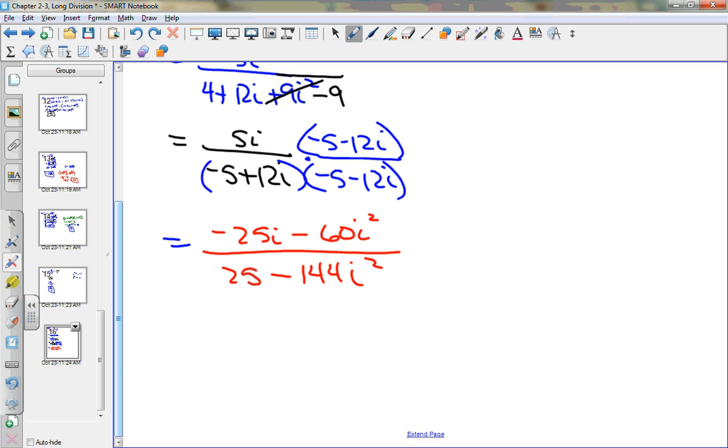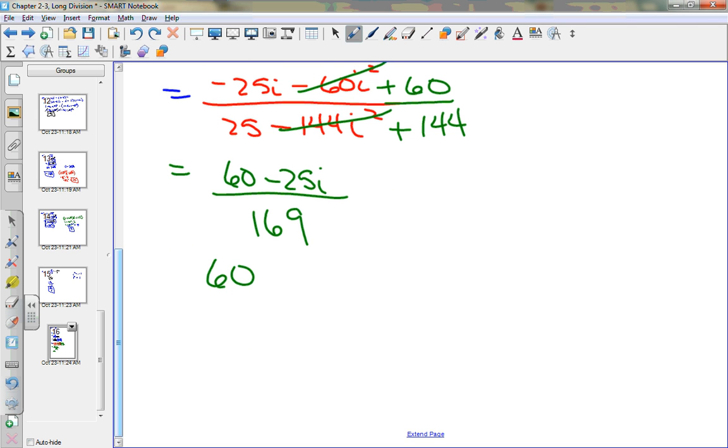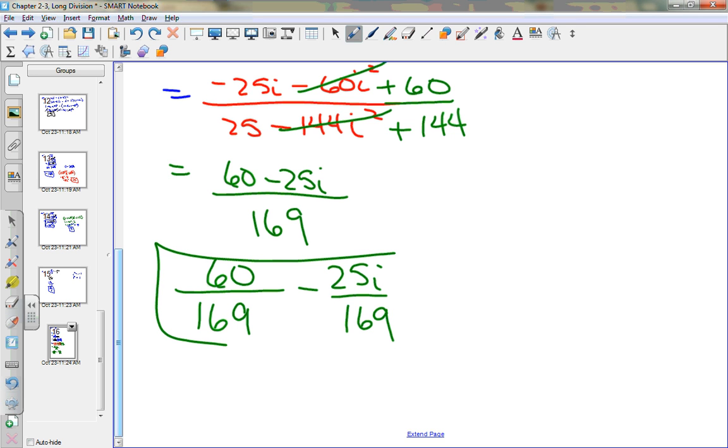Right? Because you don't have to do inner and outer. That's going to turn it into plus 60, and that's going to turn it into plus 144. So that's 60 plus minus 25i all over. What's 25 plus 144? 169. If they want it in standard form, that means they're going to do 60 over 169 minus 25i over 169. Do we see that?